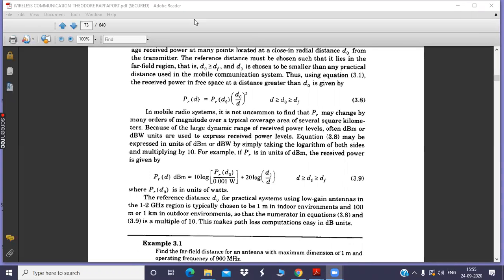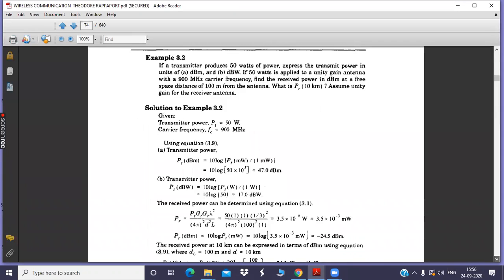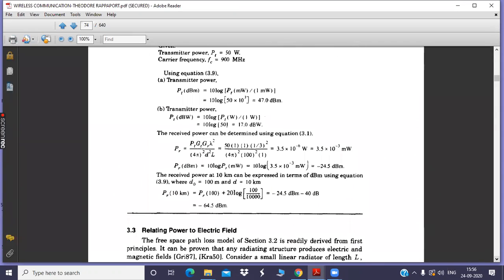Shiva, did you get the concept? Yes, sir. Okay. So since this is already expressed in dBm, I'm not going to apply 10 log, nor am I going to apply 0.001 watts. So simply I will take the previous value and add the 20 log D0 by D and express the final power received at distance D away from the transmitter. So that will be again dBm only.